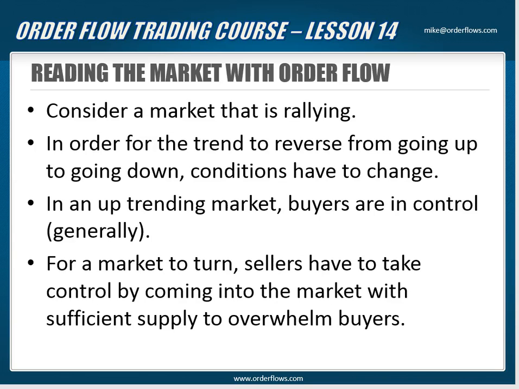So, consider a market that's rallying. In order for the trend to reverse from going up to going down, conditions have to change. In an uptrending market, buyers are in control generally. Again, I say generally. There are times where you're in an uptrend and the market is very weak at the high, and buyers are starting to weaken and sellers are starting to take control. The market may not necessarily be going down. You could be forming a weak high, in the sense that buying is getting less and less until there's no more buyers. So for a market to turn, sellers have to take control by coming into the market with sufficient supply to overwhelm the buyers.